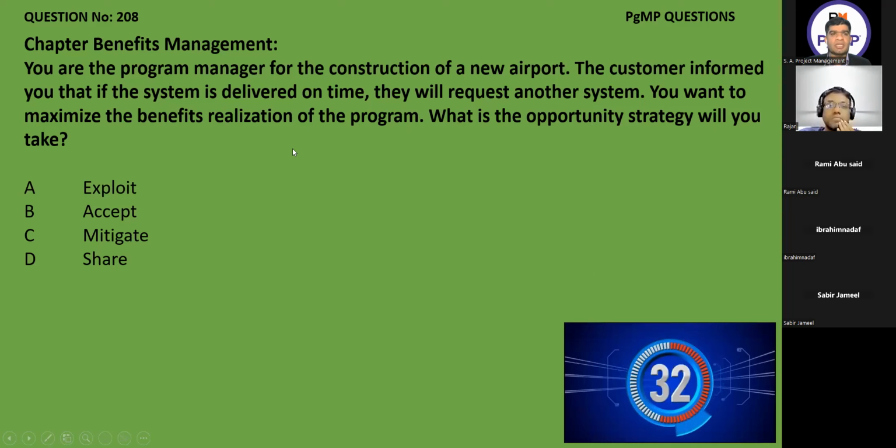So what are the opportunity strategy? One is exploit, and for the threat it is mitigate, share, avoid. No, this all the things. So here we have to enhance the possibility that we must achieve this thing, so we have to exploit it or enhance it, the same wording. Okay, so answer is A.